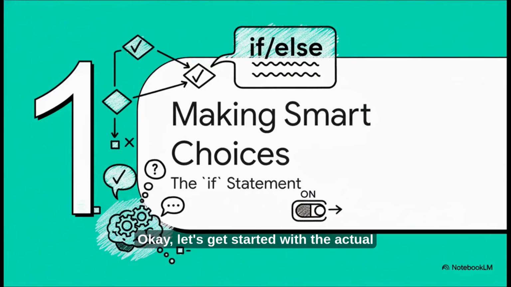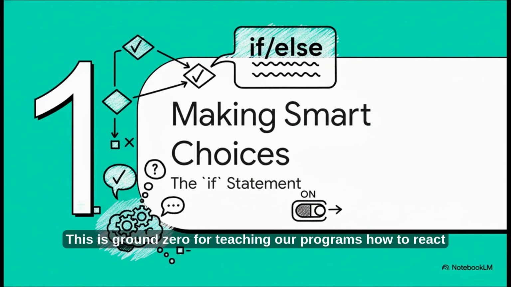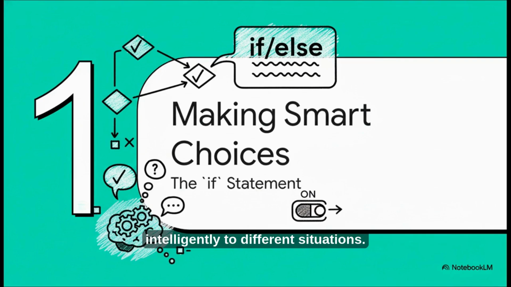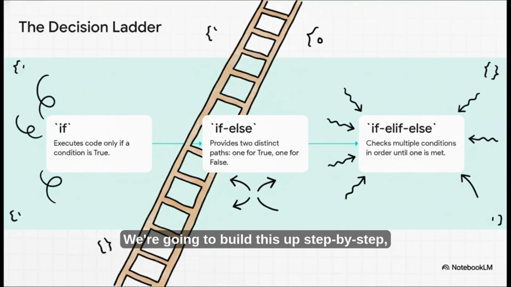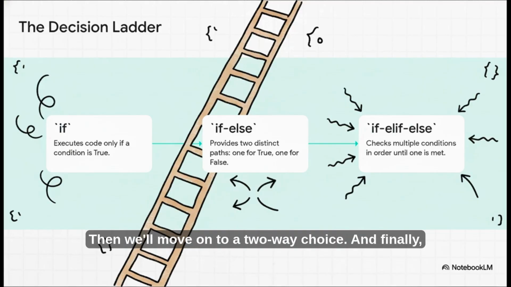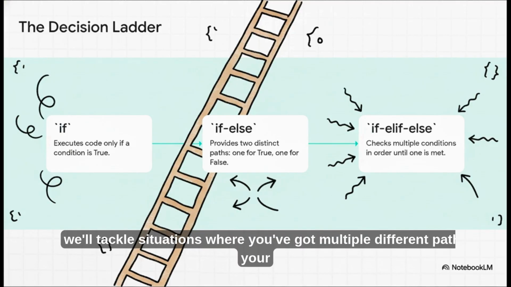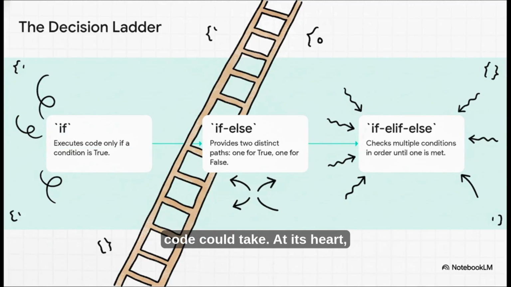Okay, let's get started with the absolute bedrock of decision-making in code, the if statement. This is ground zero for teaching our programs how to react intelligently to different situations. We're going to build this up step by step, kind of like climbing a ladder. We'll start with a super basic check. Then we'll move on to a two-way choice. And finally, we'll tackle situations where you've got multiple different paths your code could take.